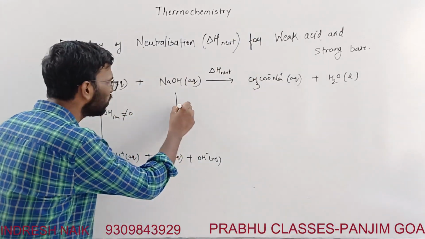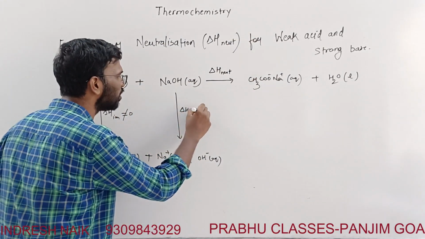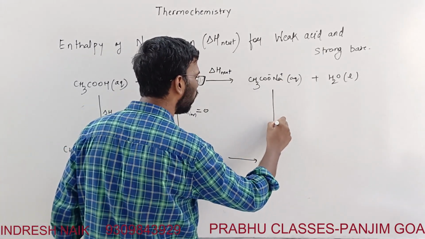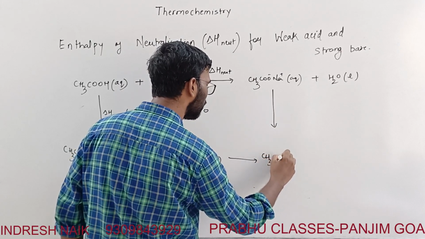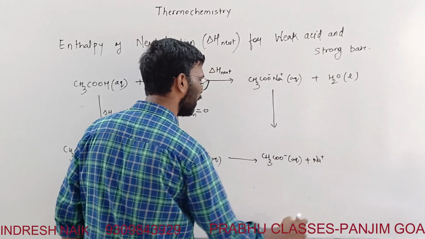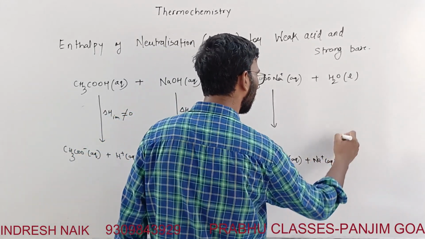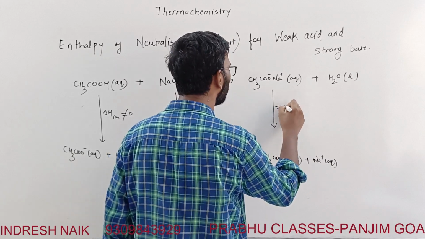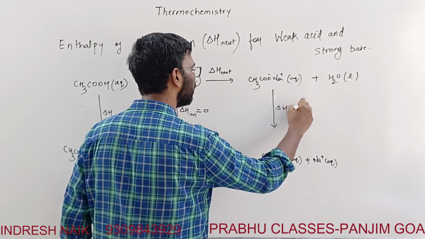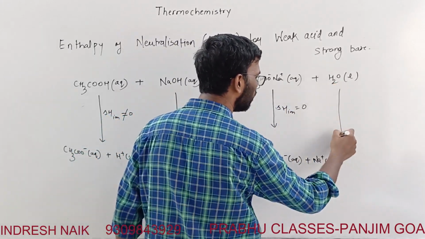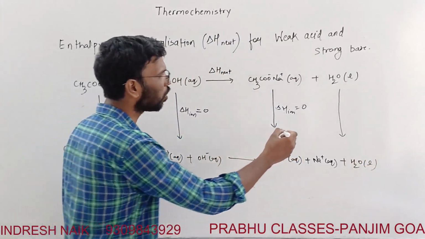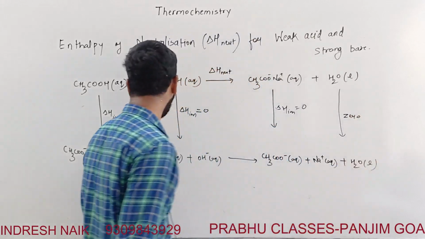So what is the enthalpy of ionization here? Since this is a strong base, this is equal to 0. I write over here, what do you get? This is a salt, this will be CH3COO minus aqueous plus Na plus aqueous. This is also equal to 0 because this is a salt. Enthalpy of ionization is equal to 0. What about this? This is a simple process, H2O liquid, right? This is also equal to 0.